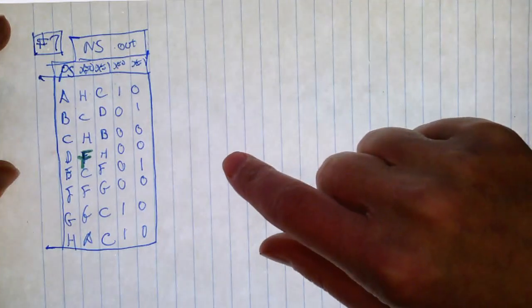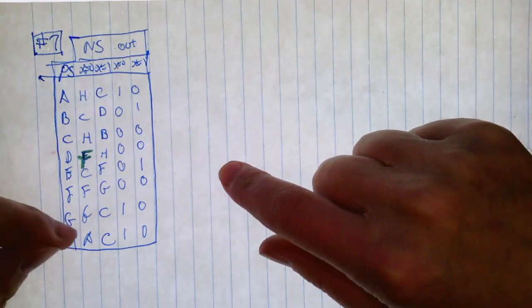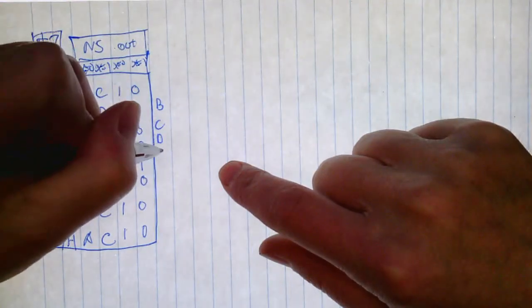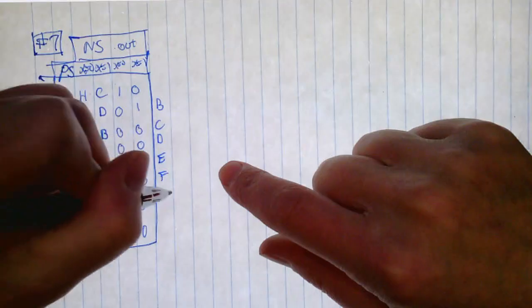All right, let's have a look at this. We'll start with B and go to H. Now we're going to start with A and go to G.